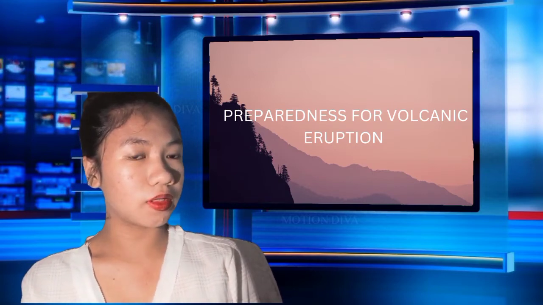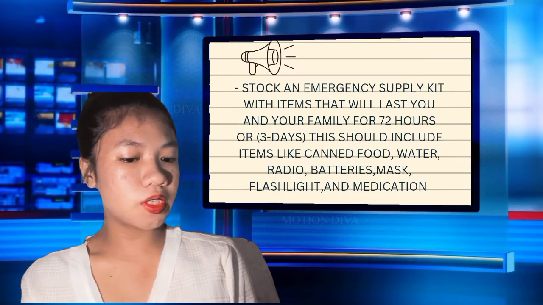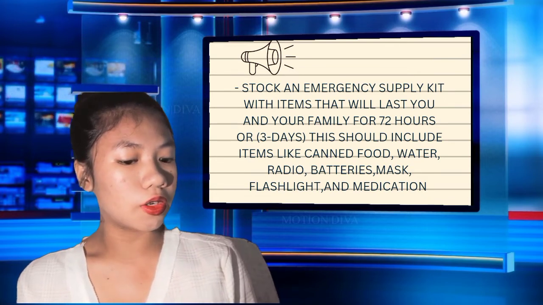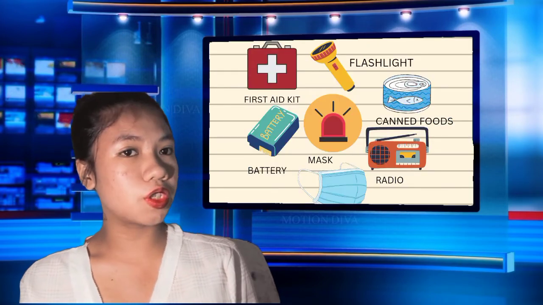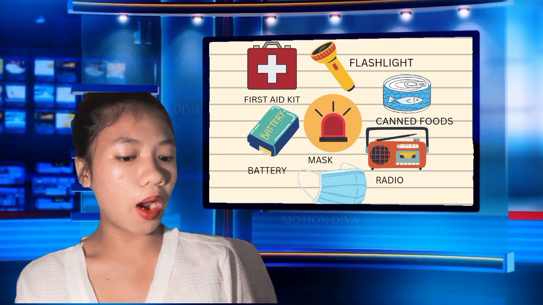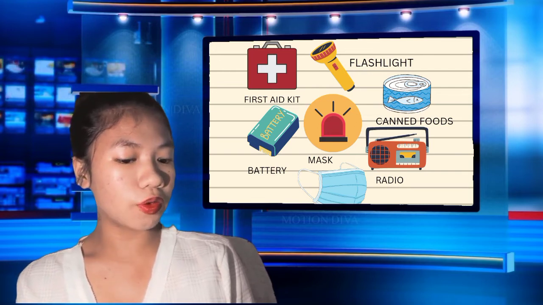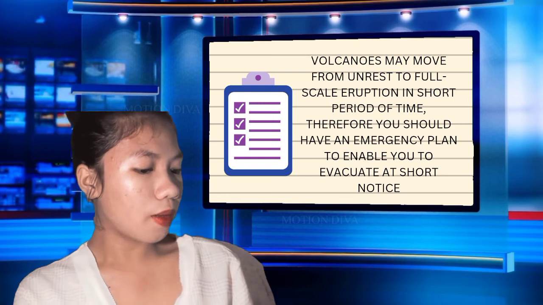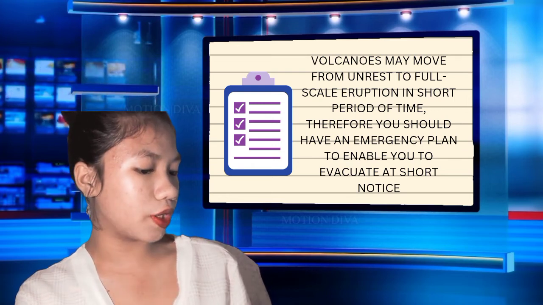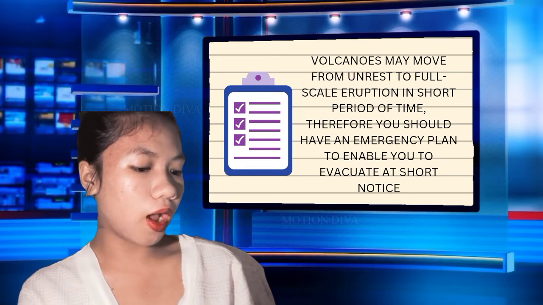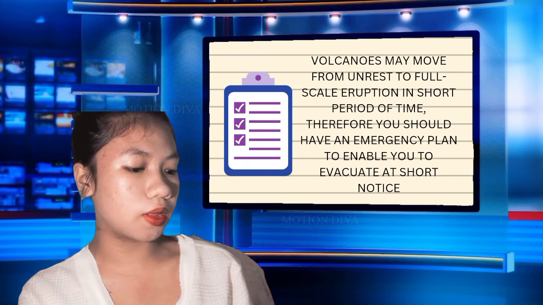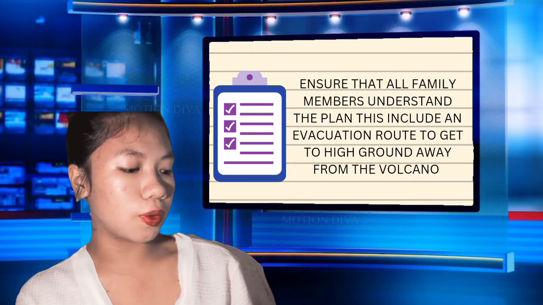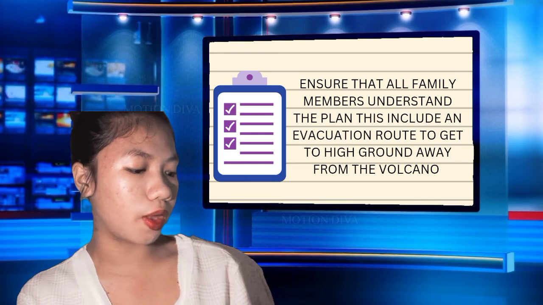Preparedness for volcanic eruption. Before an eruption, stock an emergency supplies kit with items that will last you and your family for at least 72 hours, or 3 days. This should include items like non-perishable food, water, a battery-powered radio, batteries, breathing masks for each family member, a flashlight, and medication. Volcanoes may move from unrest to full-scale eruption in a short period of time. Therefore, you should have an emergency plan to enable you to evacuate at short notice. Ensure that all family members understand the plan. This should include an evacuation route to get to higher ground away from the volcano.